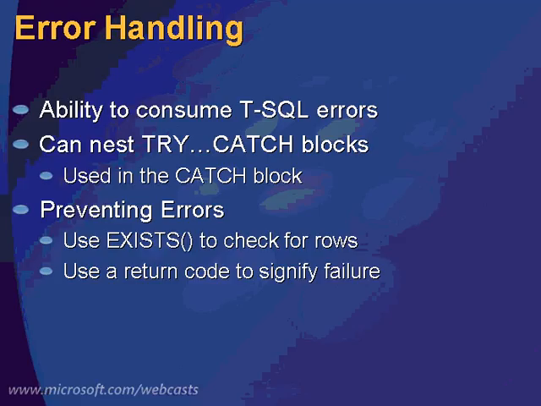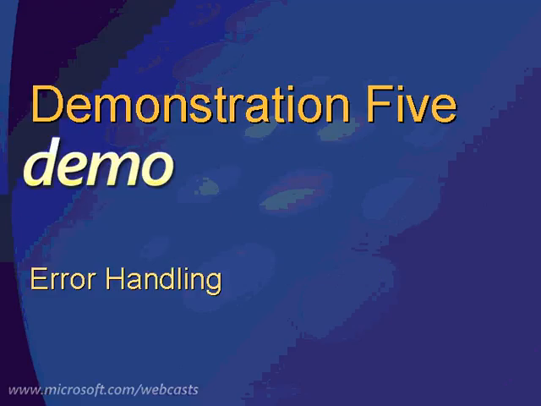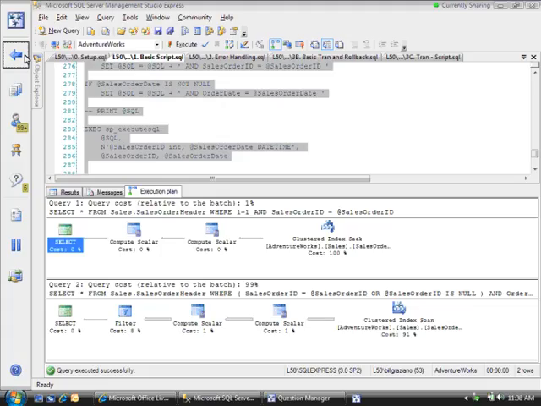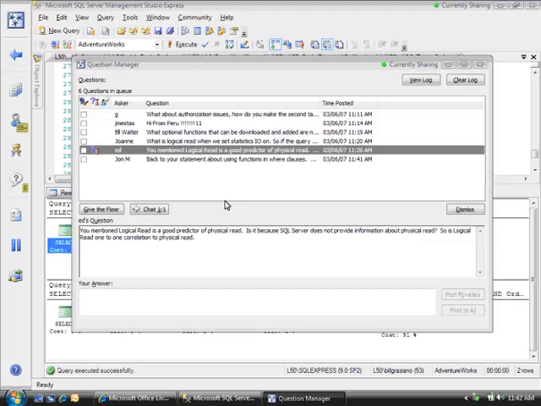The other thing that I'm going to encourage you to do is to not add error handling where you don't need it. So anywhere that it's possible, if you're going to do an insert and a row may already be there, use that exist function to check if those rows exist. And anywhere that you can capture the error, then, say in a stored procedure, you can use a return code of that stored procedure to signify that it failed. So let's look at some examples of error handling.